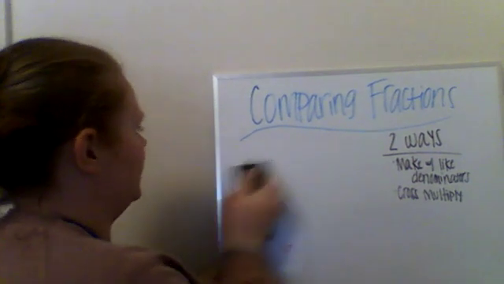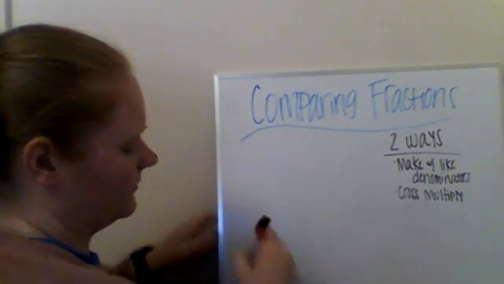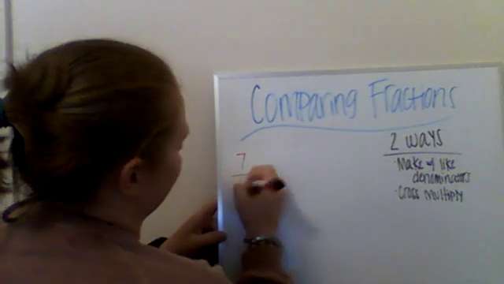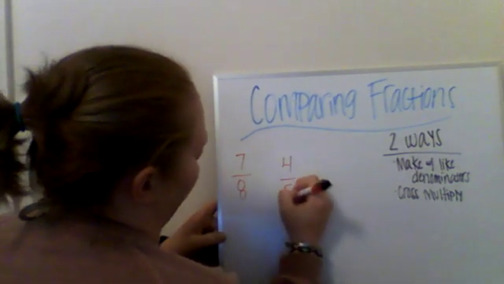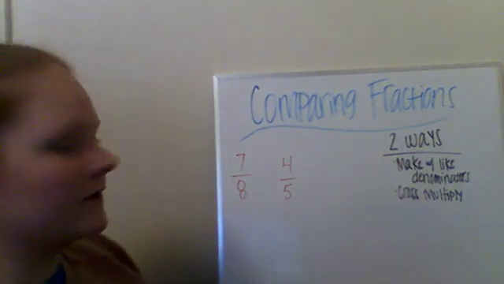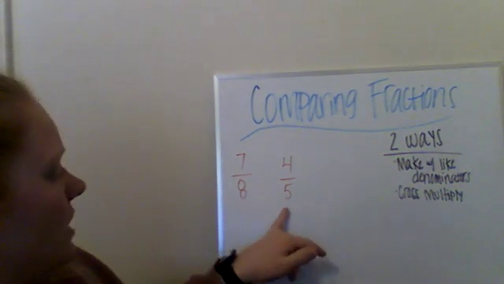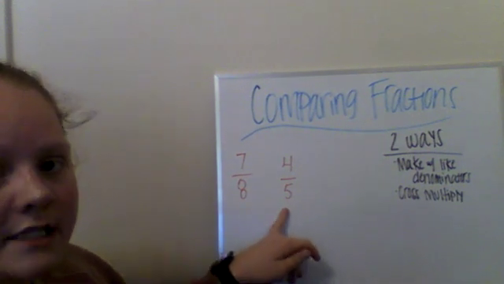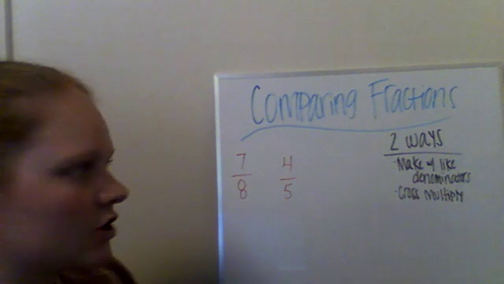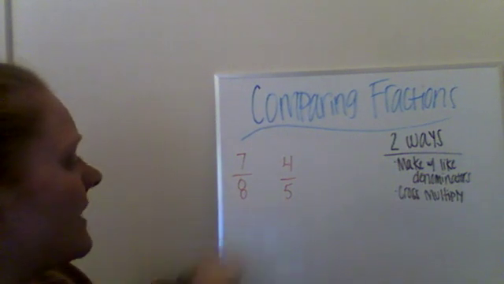Okay. So if I gave you the example 7/8 and 4/5, and I want you to compare them, okay? The first thing that should be going off in your head is I don't have like denominators. So the way that I can do this problem to make it make more sense to me instead of having to do extra work is figure out a multiple that both 8 and 5 have in common.